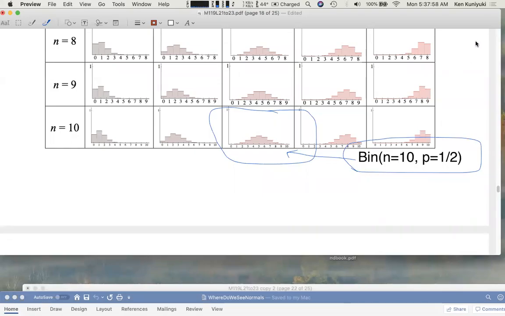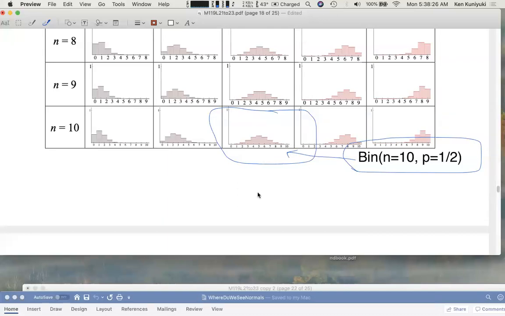Hi everyone. We're going to use Excel to find the probability distribution table corresponding to this histogram. Remember, the distribution we're dealing with is a binomial distribution with parameters n equals 10 and p equals 1/2. So a classic example of this is if we're flipping a fair coin 10 times. The probability of heads is 1/2 and we have 10 trials.